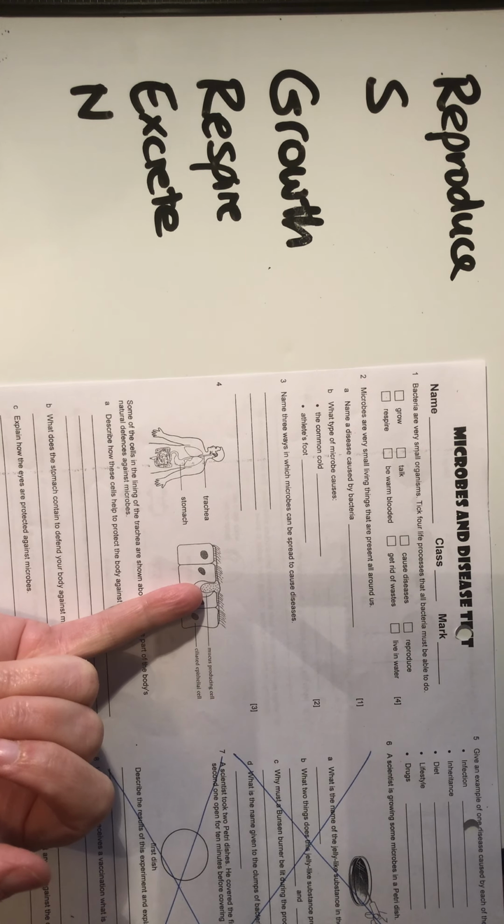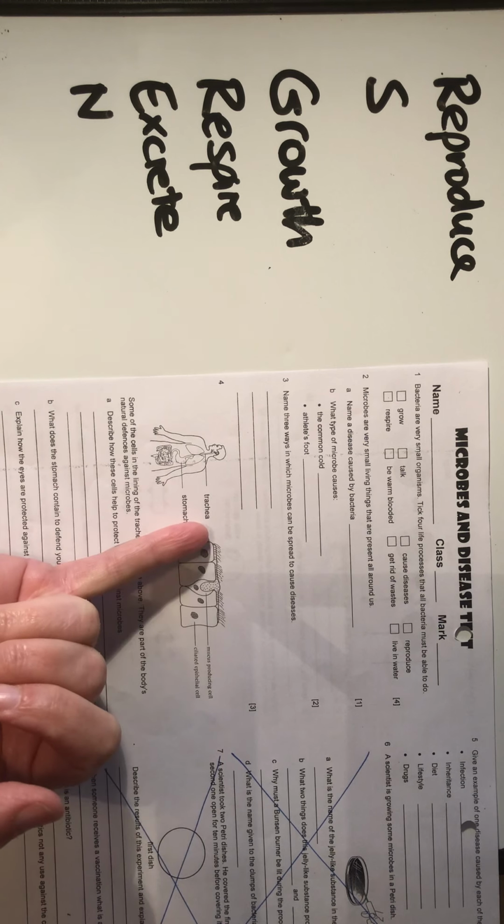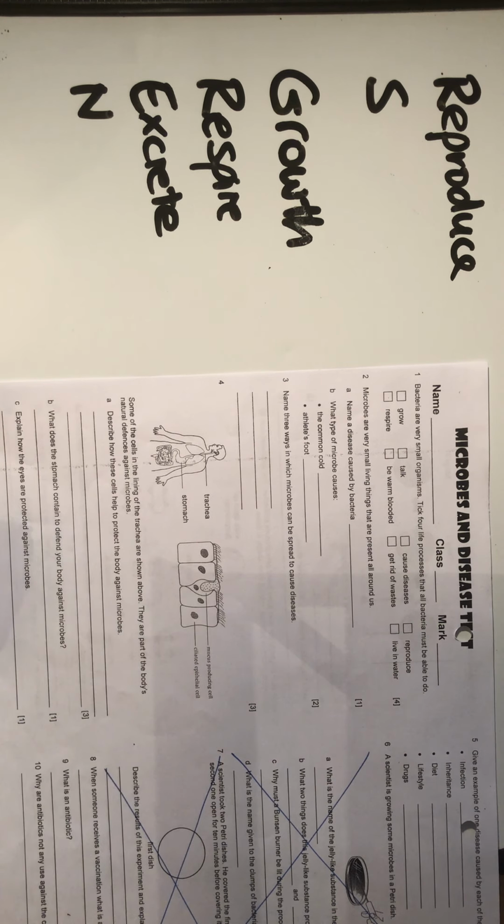First bit is the mucus is sticky and it traps the microbe. Second point, the cilia waft it up to the back of your throat, or they push it up to the back of your throat, or they brush it up to the back of your throat. And then thirdly, it's either coughed up or sneezed up or blown out of your nose, out of your respiratory system.